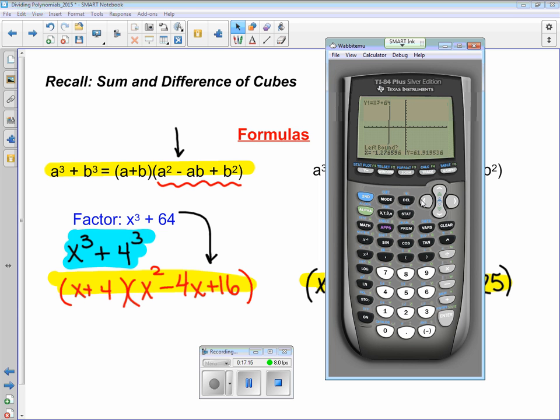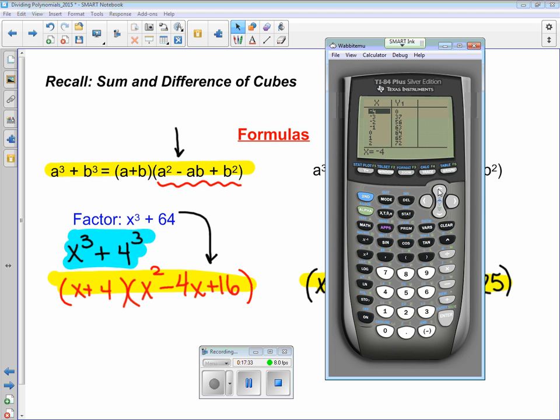Hang on, it's coming down here. We're going to see it in just a second. Oh, there it is, left. We'll go to the right. And we should get -4, and I do. I could also go to the table, and we'll see that -4 is a 0.